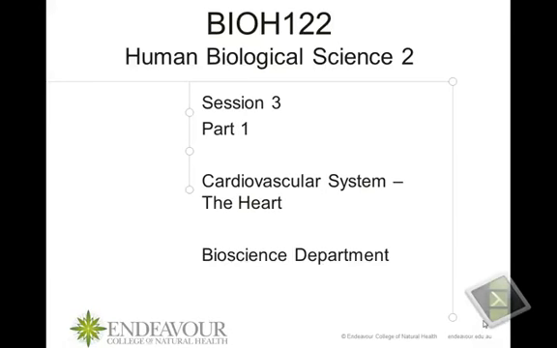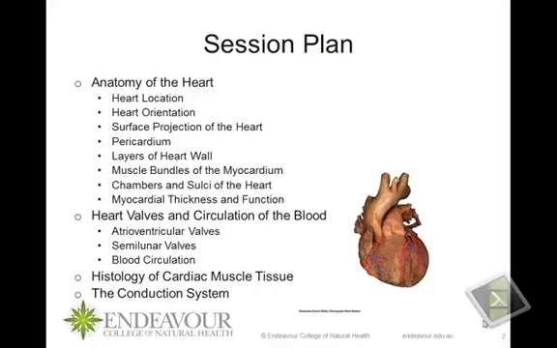I'm Jenny Yules. Today we start a three-part component of the cardiovascular system which will concentrate on the heart. We'll be looking at where the heart is located, how it's orientated when compared to surrounding tissues like the ribs, for instance. We'll look at surface projections of the heart, the very important layers of the heart, especially the myocardium, which is the thick muscular wall that participates in pumping of the blood around the body.